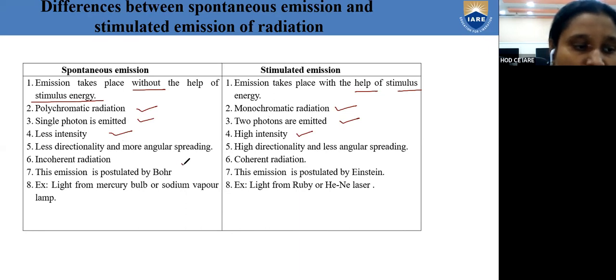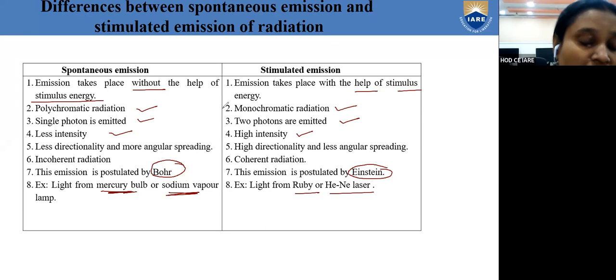Spontaneous emission was proposed or postulated by the scientist Bohr, whereas stimulated emission was given by the scientist Einstein. As examples, spontaneous emission takes place in normal light. When you come to the lab next time, you will find a mercury bulb as well as a sodium vapor lamp in our dark room. These two sources we can take as spontaneous emission. Whereas laser light coming from a ruby laser or helium laser is an example of stimulated emission.